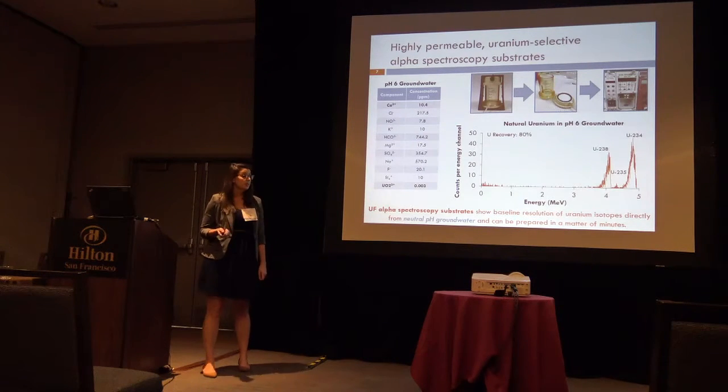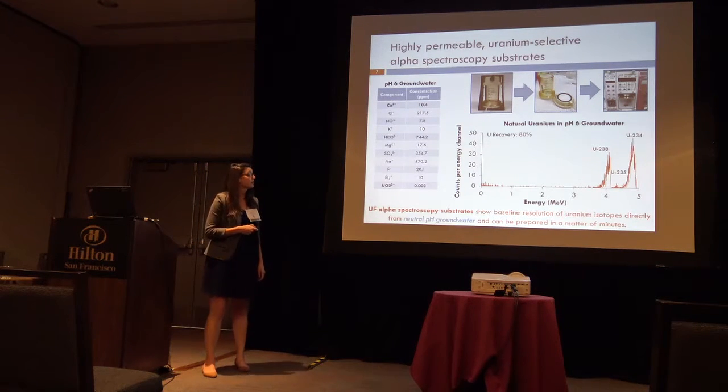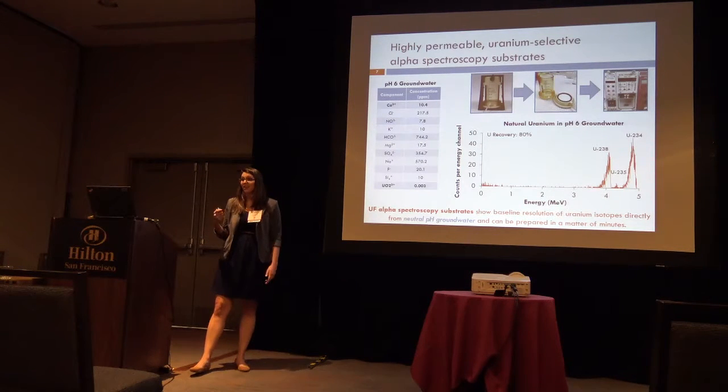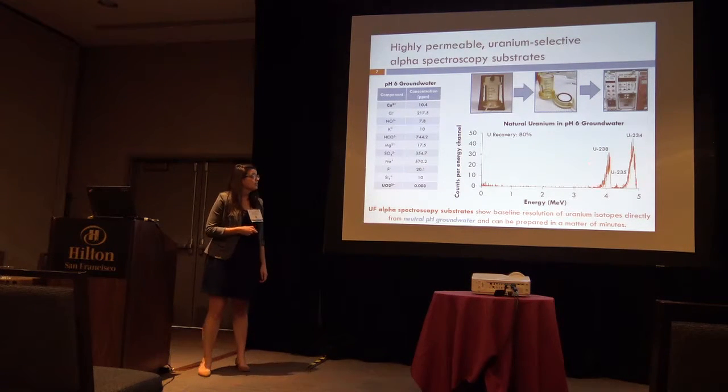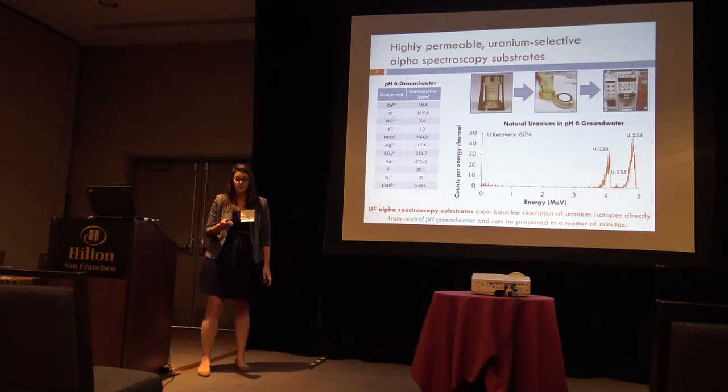And these are the results that we get. Here we have our alpha spectrum, and what you can see from this natural uranium, which remember was a mixture of 3 isotopes, is 3 distinct peaks. So our ultrafiltration alpha spectroscopy substrates are giving us defined enough peaks that we can go ahead and determine the intended use of this uranium that we found.